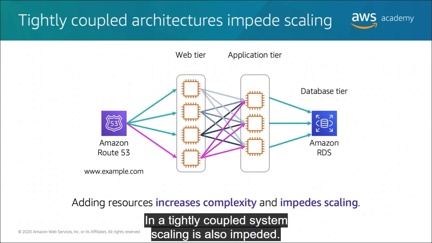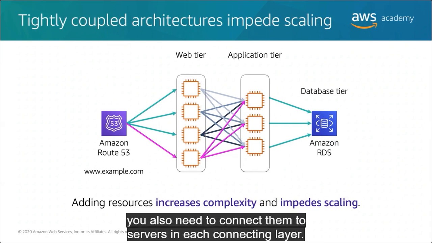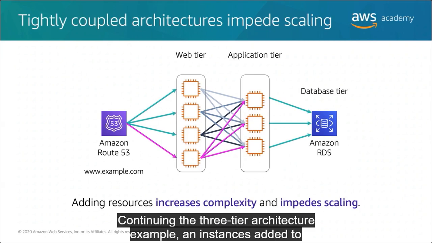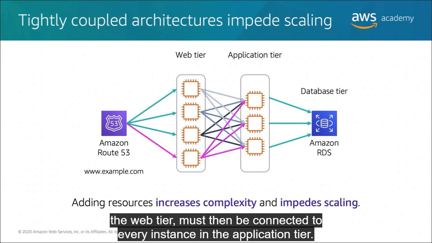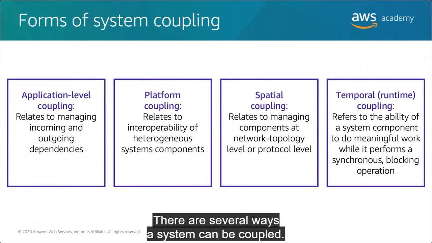In a tightly coupled system, scaling is also impeded. If you add servers at one layer, you also need to connect them to servers in each connecting layer. Continuing the three-tier architecture example, an instance that's added to the web tier must then be connected to every instance in the application tier.